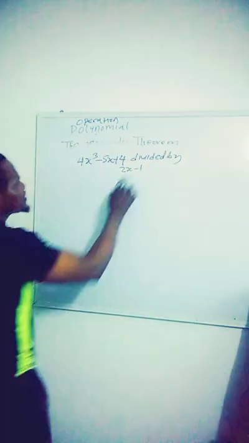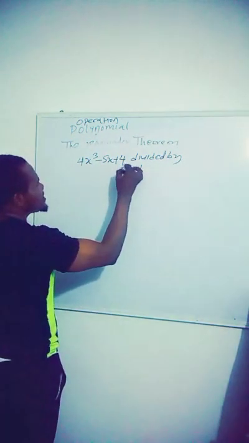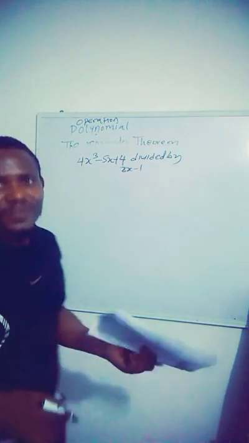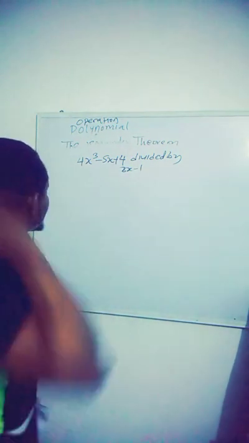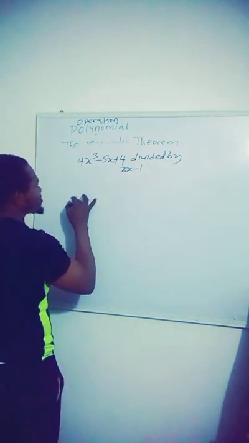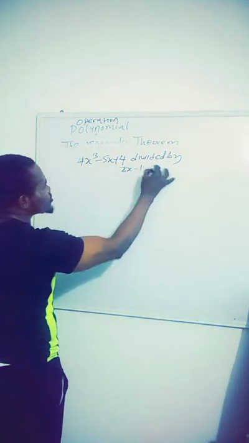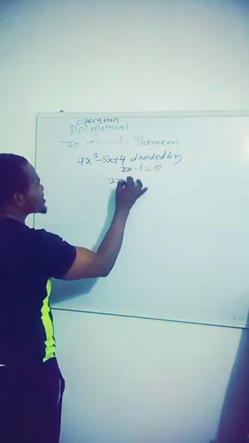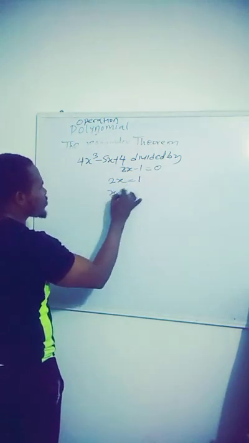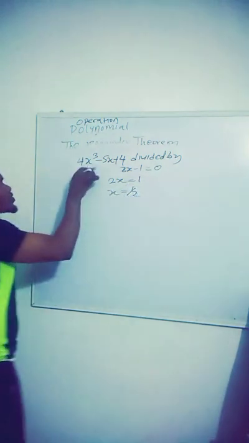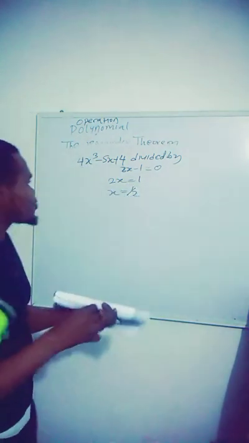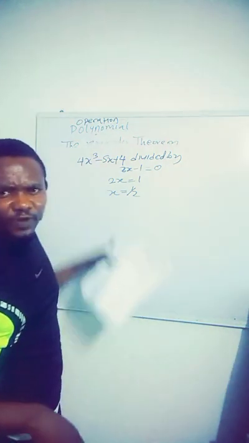Let's solve this. We are going to use the division method. If you are using the division method, we can also use the substitution method. If you want to substitute, you equate this to 0. So 2s equals 1, s equals 1 over 2. So we are going to put 1 over 2. Let's use the substitution method first.